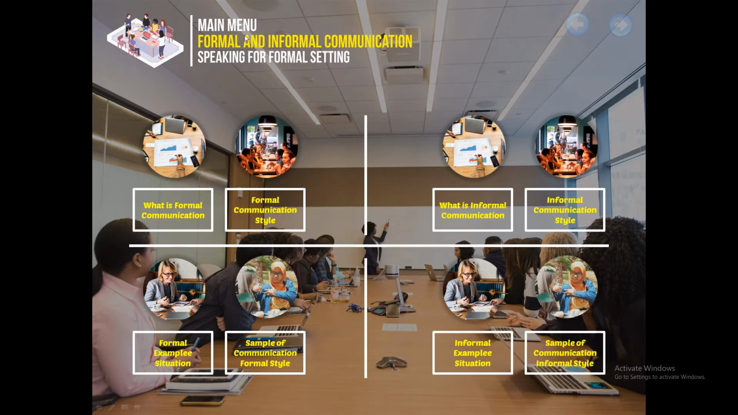Main menu: formal and informal communication. Speaking for formal setting. The first is, what is formal communication? Formal communication style. Formal example situation. Sample of communication formal style. And then second is, what is informal communication? Informal communication style. Informal example situation. And then the sample of communications informal style. Next.